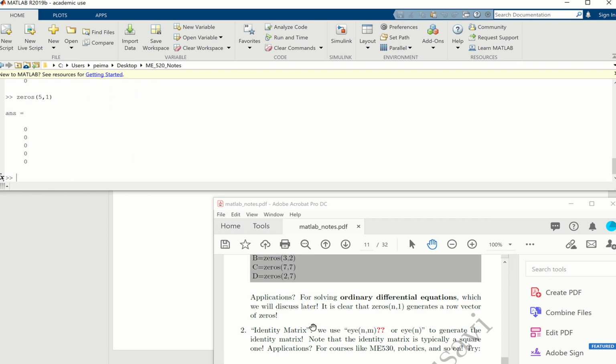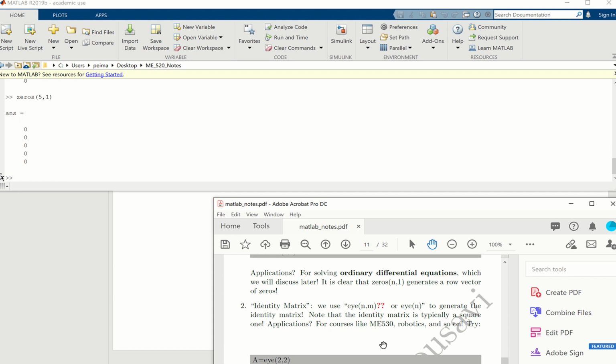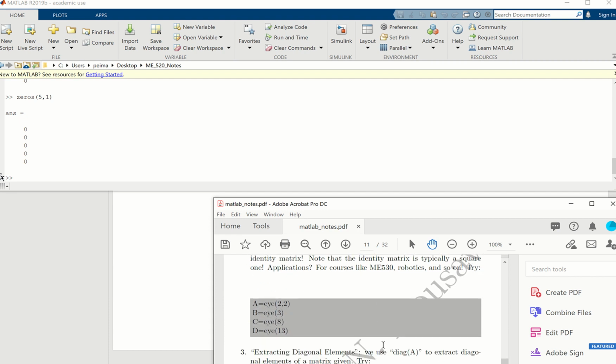So identity matrix or unit matrices, right? We use I for identity, this I is not my I that I'm saying, this I means identity. N and M, I put a question mark, or I of n to generalize the identity matrix. Note that the identity matrix is typically a square one. Applications, you're going to see for courses like ME530 that I'm going to teach, or my colleagues, robotics and so on. So let us do that.